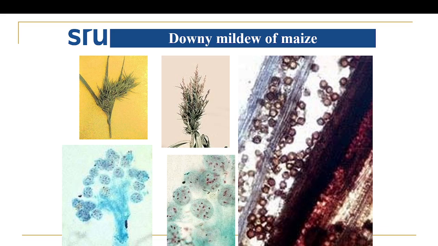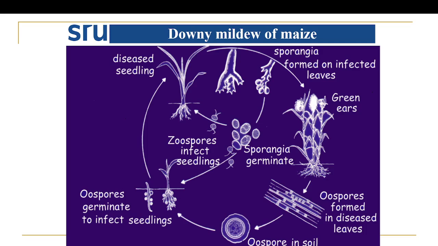In this picture we can see formation of oospores on the shredded leaf. These oospores are the sexual resting spores of the fungus, which survive in the soil over a period of time, and these will serve as the primary source of infection. This one is the disease cycle of maize downy mildew.